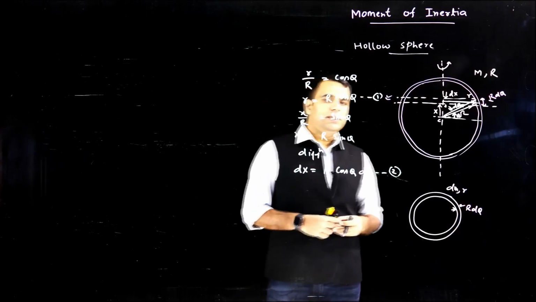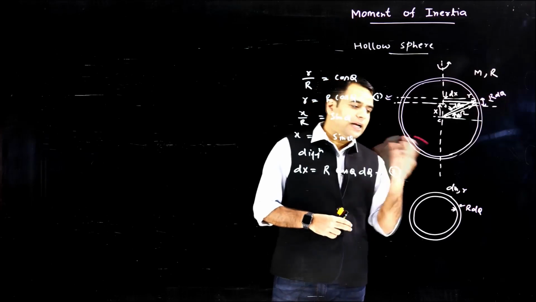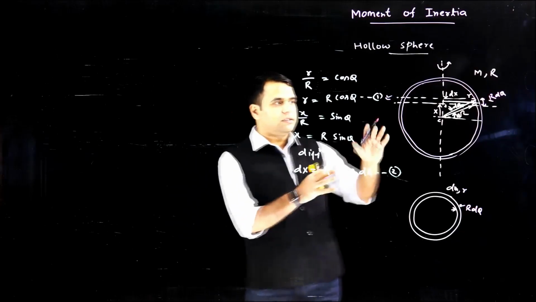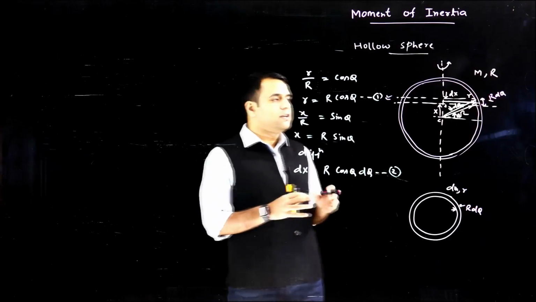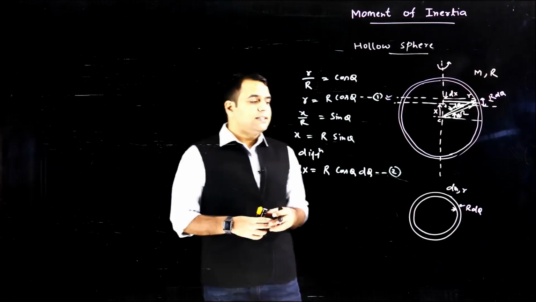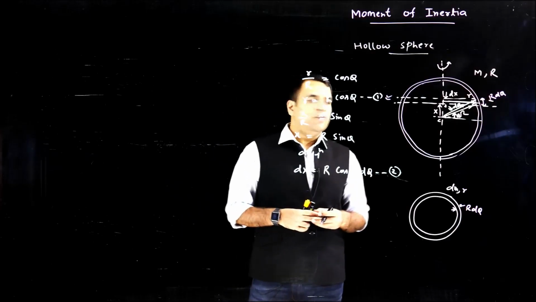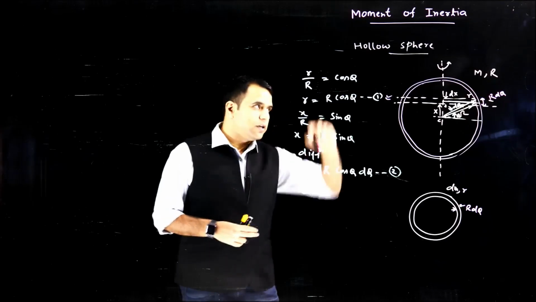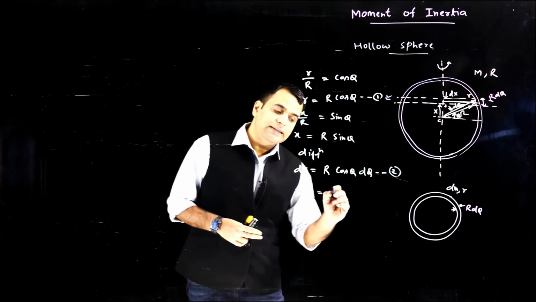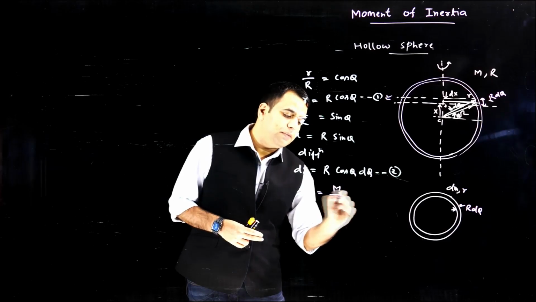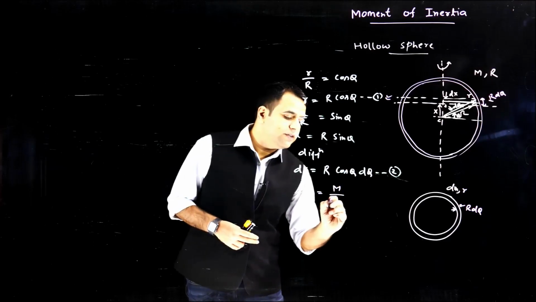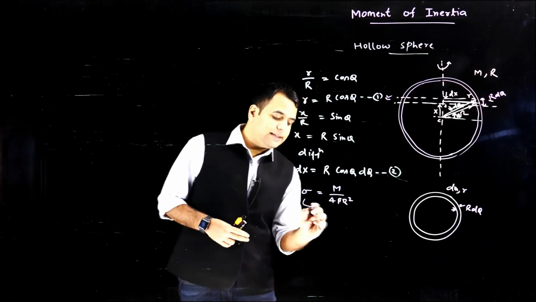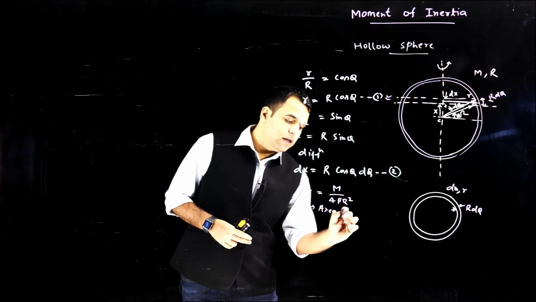Now we have to calculate the areal density so that we can calculate the mass of this element. To define the areal density, you can see the mass for this hollow sphere is confined over the cross-section area. Since it is confined over the cross-section area, we will be interested in calculating the areal density. So areal density sigma for this hollow sphere will be defined as the total mass, which is capital M, divided by the total cross-section area, which is 4 pi capital R square. This is our areal density.